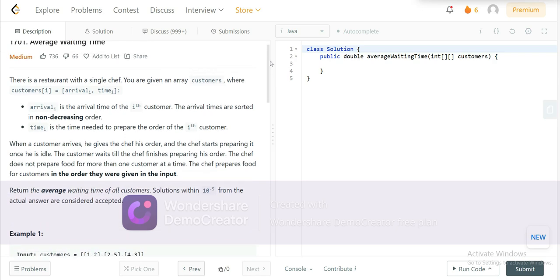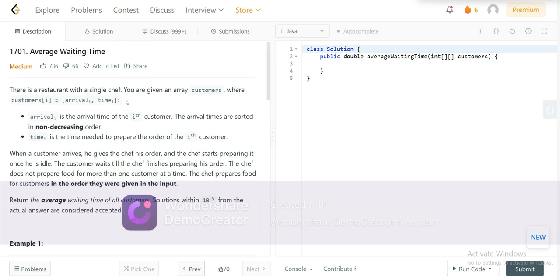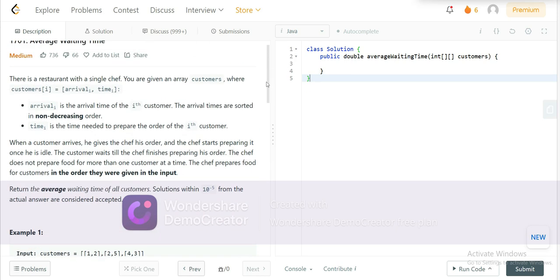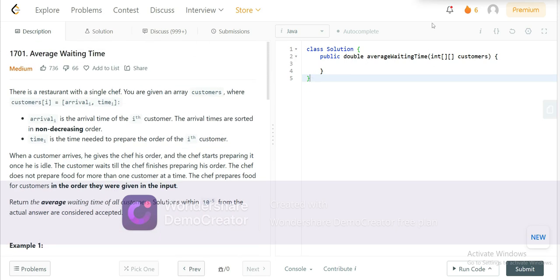So what is happening is there is one restaurant which has only one chef, so only one person to prepare food items. We are given one array of customers, each with a tuple: the arrival time of the customer and the item time, the units of time it will take to prepare that order. We have to find the average wait time for this customer array. So let me explain with my diagram here.